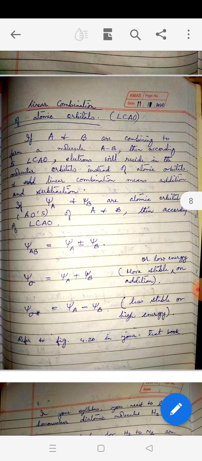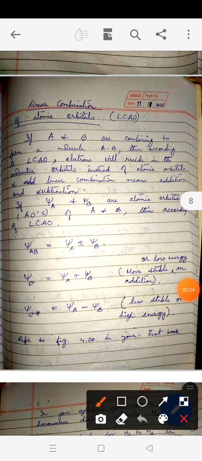When A and B are combining, what are the possible ways their orbitals can combine? That is given by the LCAO model. LCAO, the full form is linear combination of atomic orbitals. So according to LCAO, if I consider that psi A are the atomic orbitals of atom A, psi B are the atomic orbitals of atom B, then when the molecule between A and B forms, we represent it as psi AB, which will be a combination of psi A plus or minus psi B.